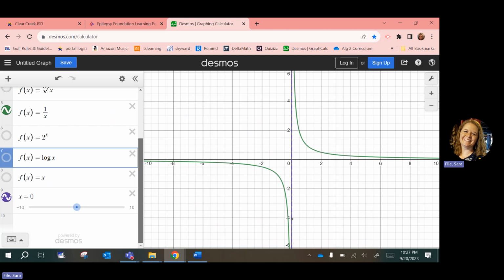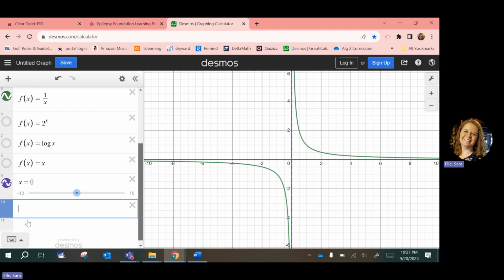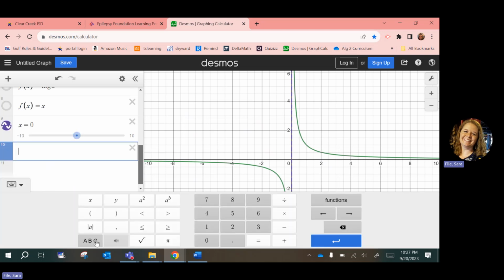And so you can see that vertical asymptote I hadn't turned off. It's still an asymptote for rational, but now I also need that horizontal one. So I actually need both of those asymptotes that I had for log and rational. So I'm going to type in y equals 0 as well.